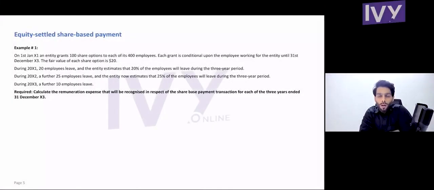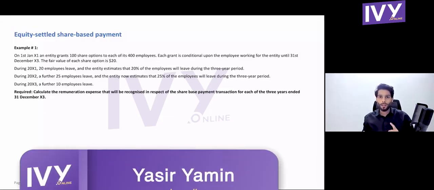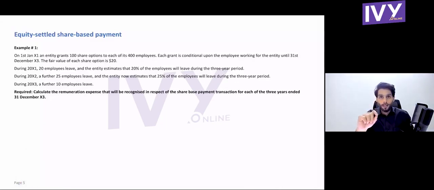All right. So I welcome you all to this session, which is going to discuss equity settled share-based payment examples. We are going to start off with our first example, but let me remind you what we studied about equity settled share-based payments. Equity settled share-based payments meant that holders will be settled in the form of shares at the time of their exercise date.